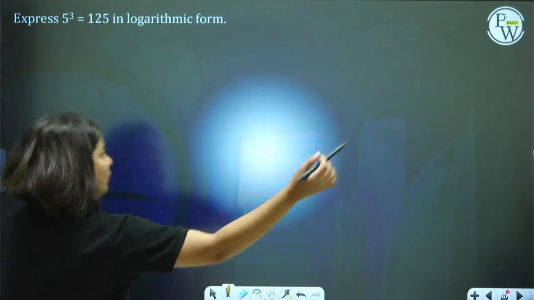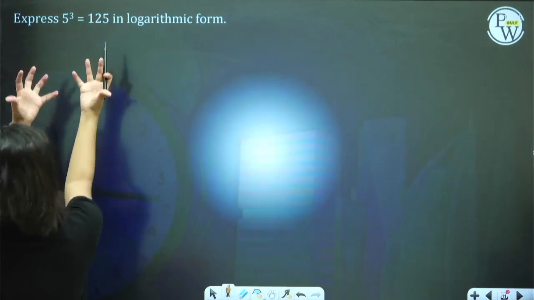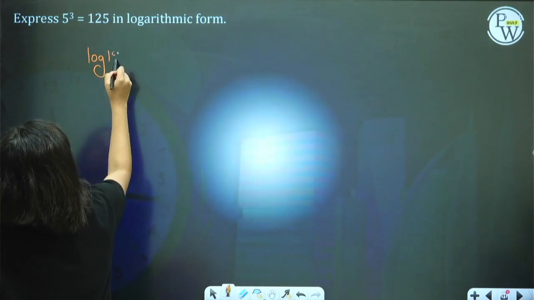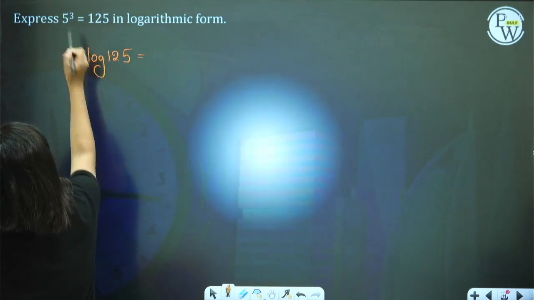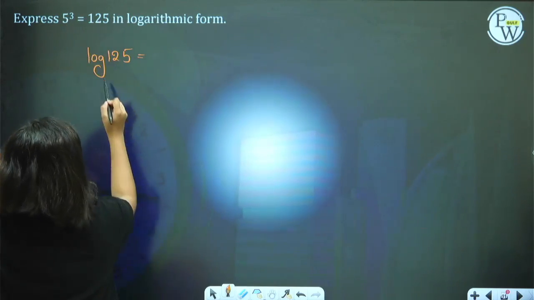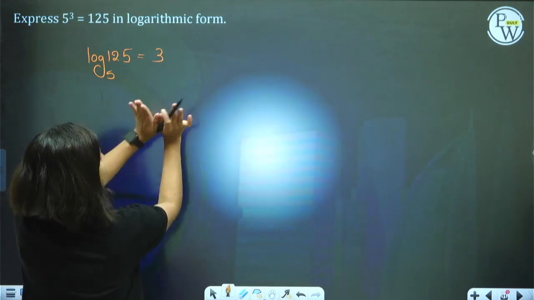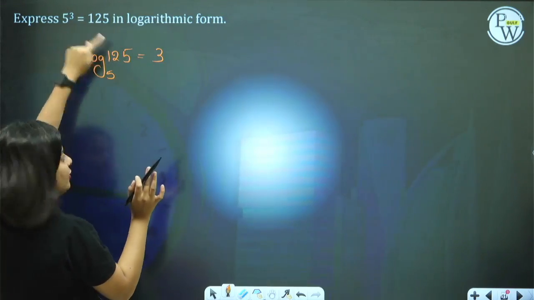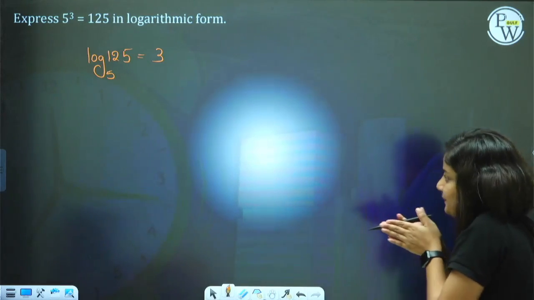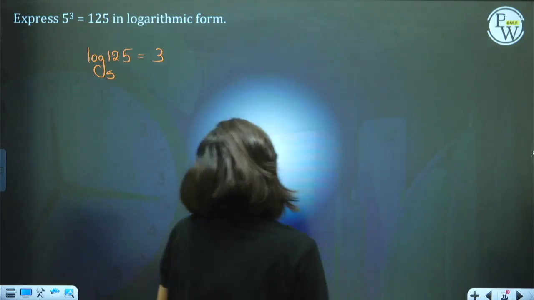Express 5 cube is equal to 125 in logarithmic form. We studied log to exponential, now exponential to log. When I bring log, log 125 is equal to, on the right hand side, 5. This 5 comes to the base and 3 is left here. This 5 pushed 3 upwards, so now 5 will come back to the feet of log and we get this back. Let's try for a few more examples.